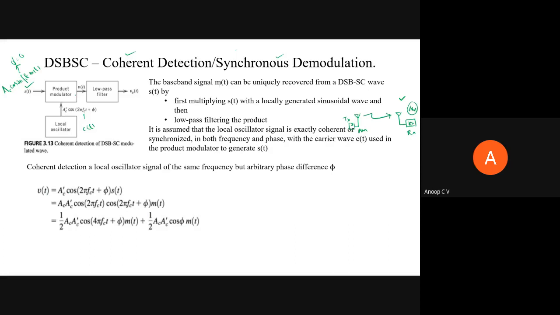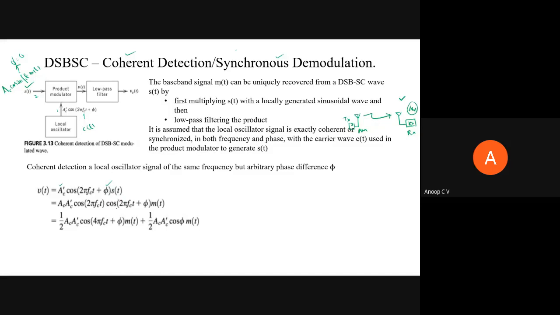So V of t is the product modulator output. It is equal to Ac dash cos of 2 pi fc t plus phi, that is the input, times S of t. So V of t is Ac dash cos(2 pi fc t plus phi) times S of t. We are not writing it as Ac because we don't know exactly what the amplitude of c of t used at the transmitter side was, and also there will be some phase error in the locally generated carrier with respect to the carrier used on the transmitter side.